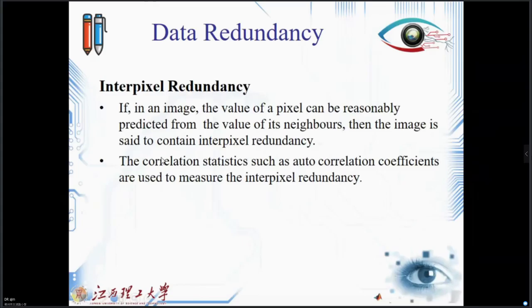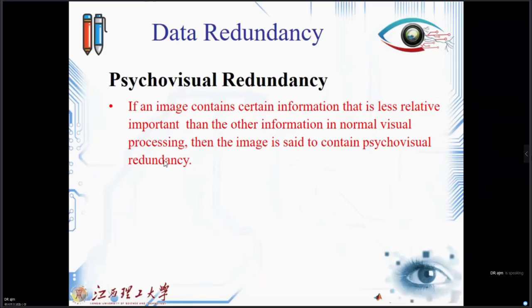But let us see the types of redundancy once more. As we say, we have interpixel redundancy: if in an image the value of a pixel can be reasonably predicted from the values of its neighbors, then the image is said to contain interpixel redundancy. Correlation statistics, such as autocorrelation coefficients, are used to measure this interpixel redundancy. The next one was psychovisual redundancy, and it is the case if an image contains certain information that is relatively less important than other information in the normal visual process. Then the image is said to contain psychovisual redundancy.